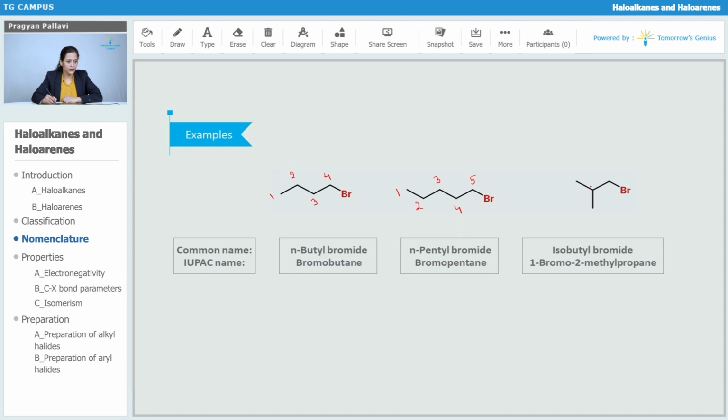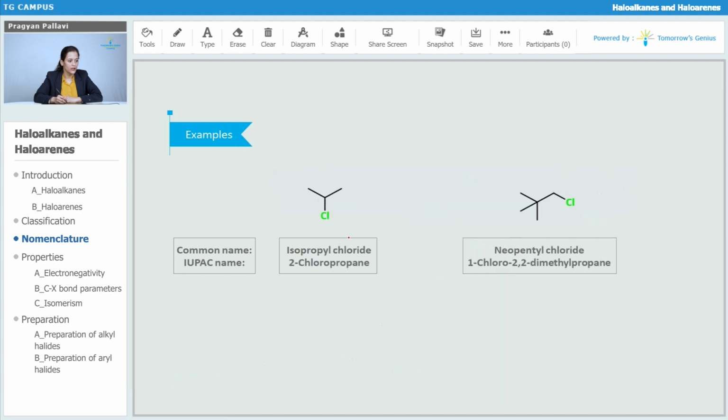When we are having this methyl propane, since here we are having 1, 2 and 3, and it is attached to 2-methyl, hence its name is 1-bromo-2-methylpropane. Now let's take another example. Here we are having this chlorine attached to the carbon number 2. Hence its IUPAC name will be 2-chloropropane, since it's the carbon of 1, 2 and 3.